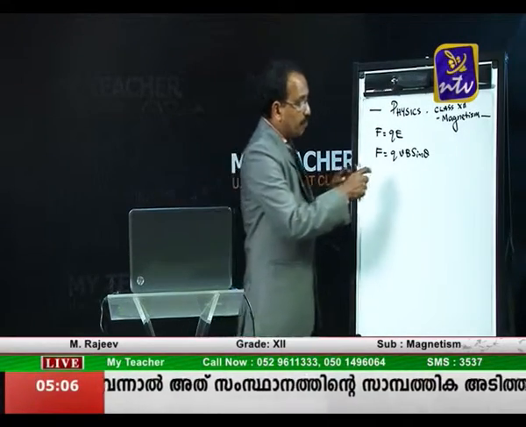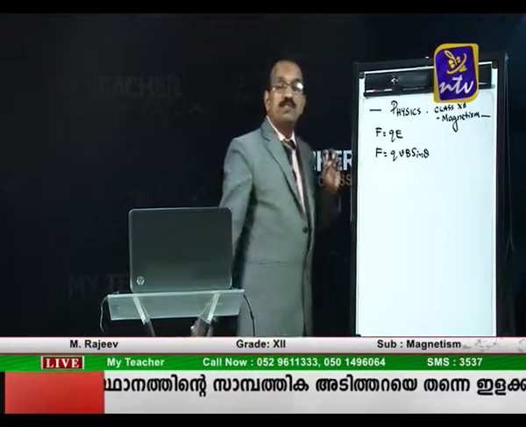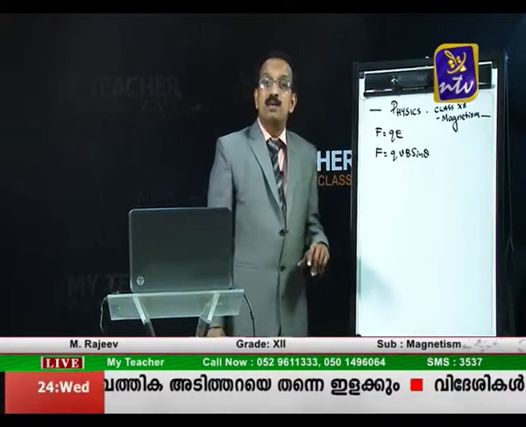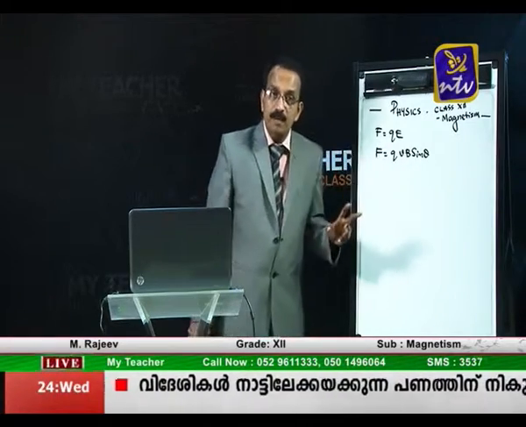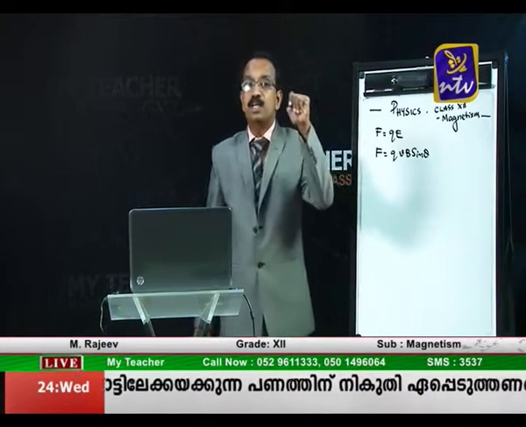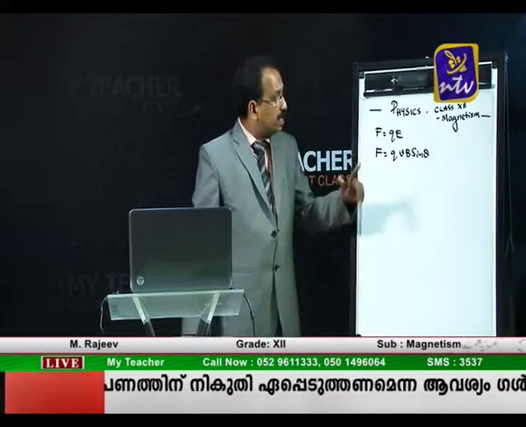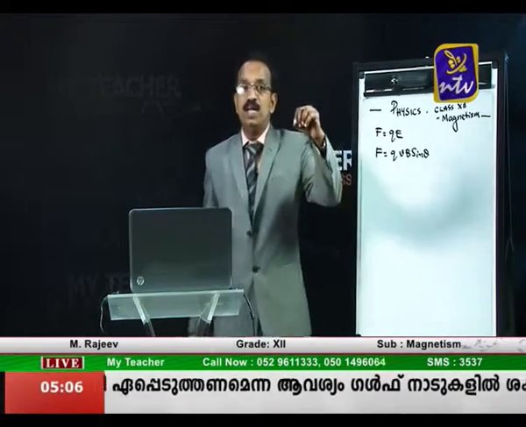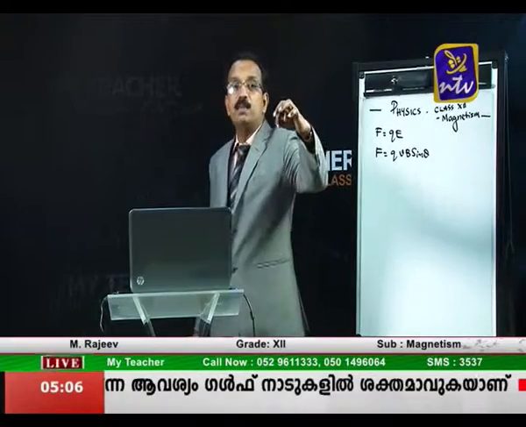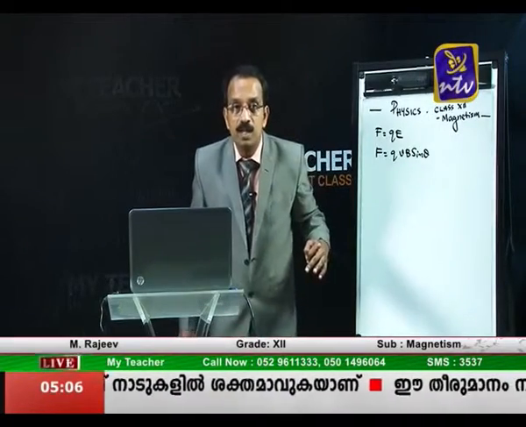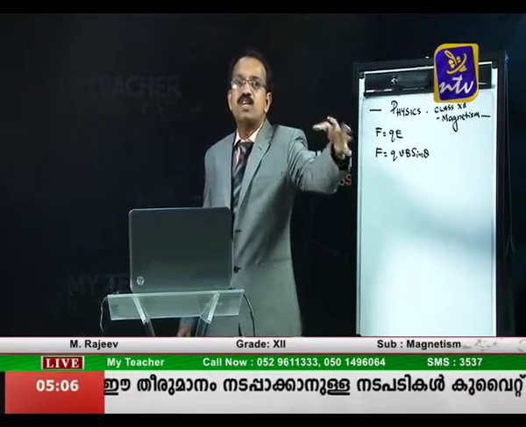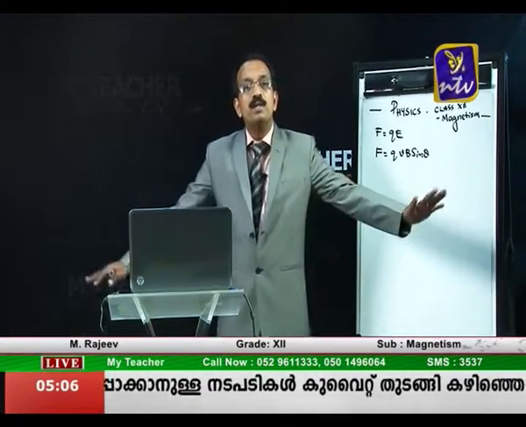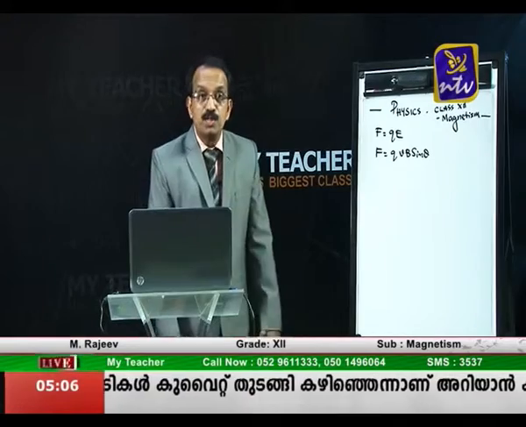So that means there are 4 factors on which the force experienced by a charged particle in a magnetic field depends: the amount of charge, the strength of the field, the velocity with which it moves, and the direction in which it is moving. It means if we simply keep a charged particle inside a magnetic field at rest, like what we did in the electric field, you know what will happen? Nothing will happen, it will remain there because there is no force on it.